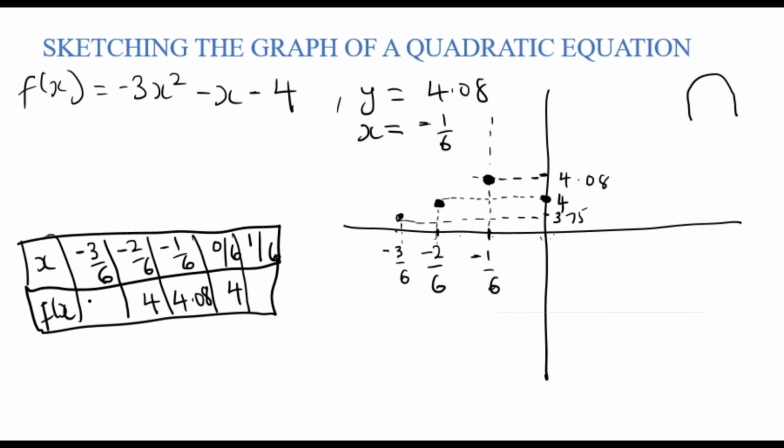And for 1 out of 6, it will be the same as 3.75. Let's just see, 1 out of 6 is here, and 3.75 is here. So we draw a parabola. There. Forgive my drawing. This is definitely not drawn to scale.